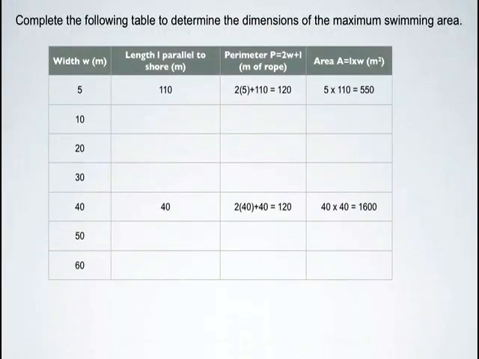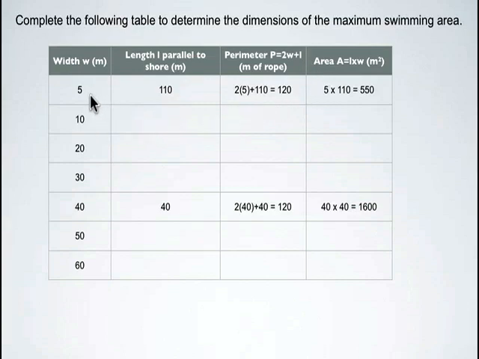For this activity, we're going to complete the following table to determine the dimensions of the maximum swimming area. So we've fixed a whole bunch of widths here, 5, 10, 20, 30, 40, 50, and 60 meters. We're going to determine the lengths for each of these, the perimeter, keeping in mind that the perimeter is going to be 2 of the widths plus only 1 length. Remember that the other length is made up by the shoreline. And then you're going to calculate the area for each of the possibilities.